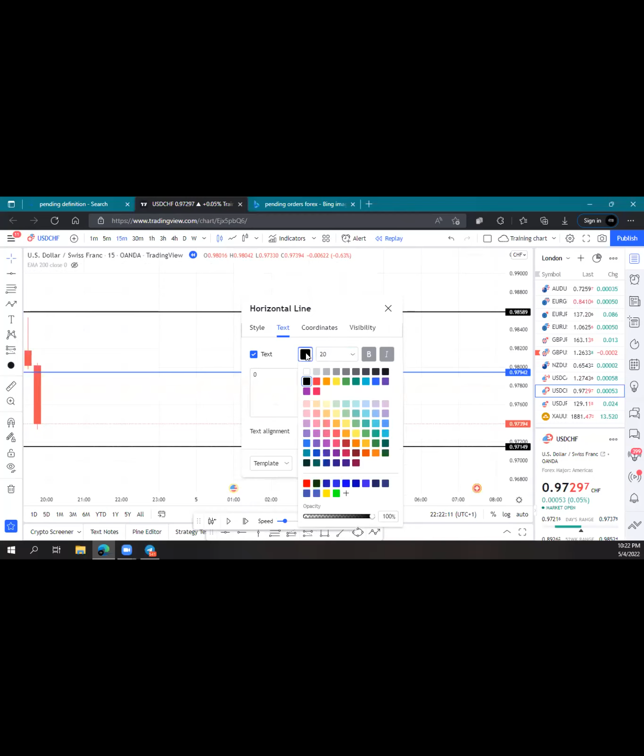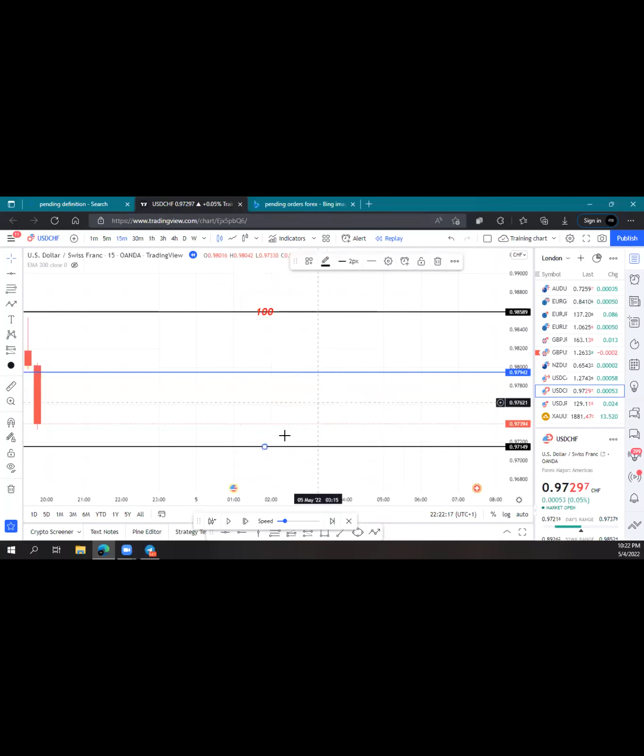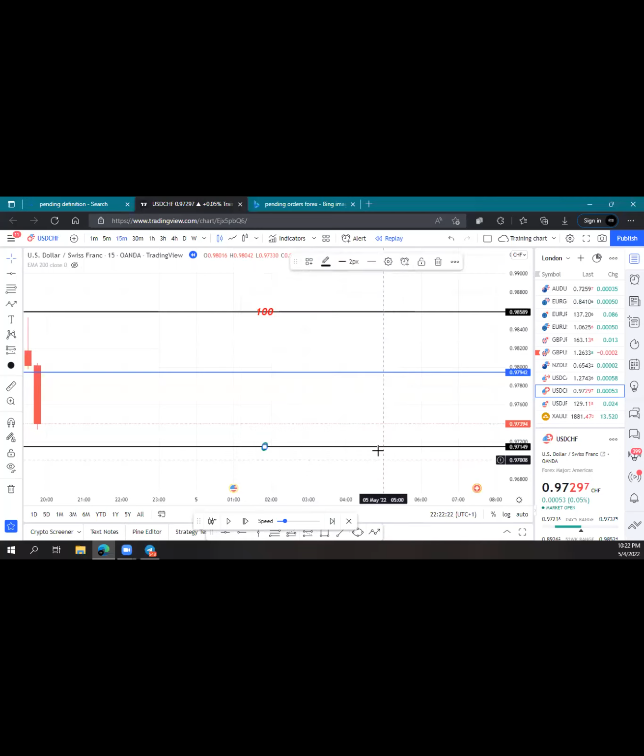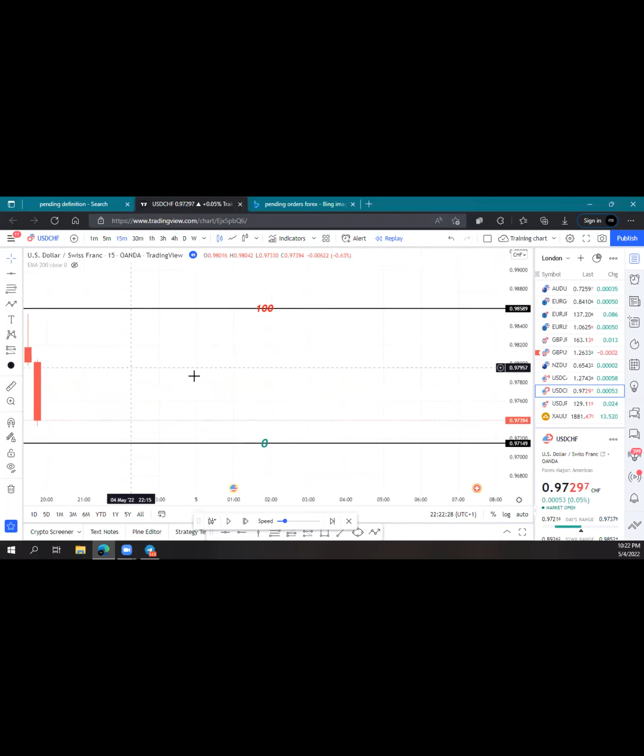I just want to see who is going to get it right or who is going to still get it wrong. So we have 0 here. All right, so now let's say we actually have 2 points, right? We have 100 and 0. Now, look at the green here, it is your take profit. The red here is your stop loss, right?